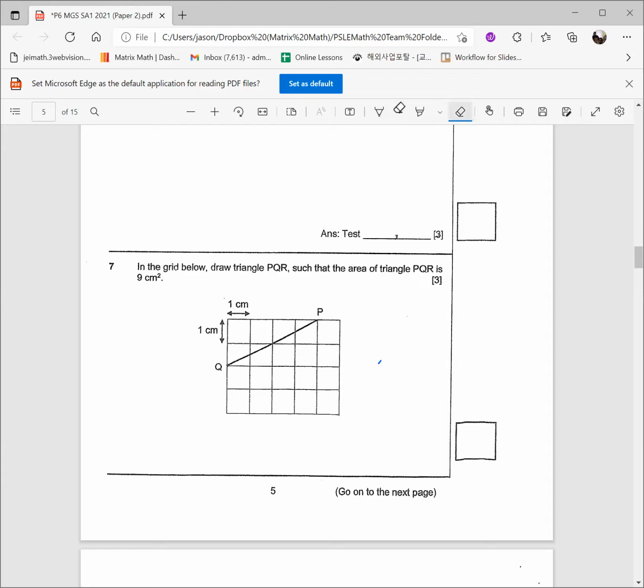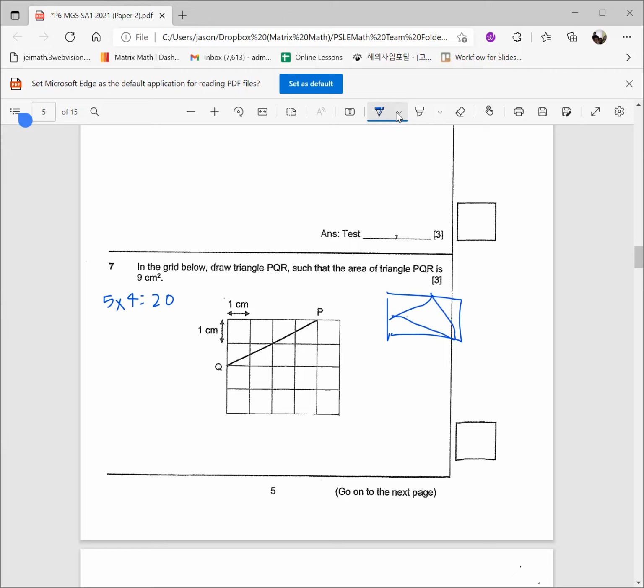Let me erase this. There you still need some guessing, but not a very difficult way to guess. So what you need to do first is find the area of this rectangle. The area of this rectangle is 5 units on the length and 4 units on the side, so 5 times 4 is 20. So you need to have a triangle, something like that, or anything.